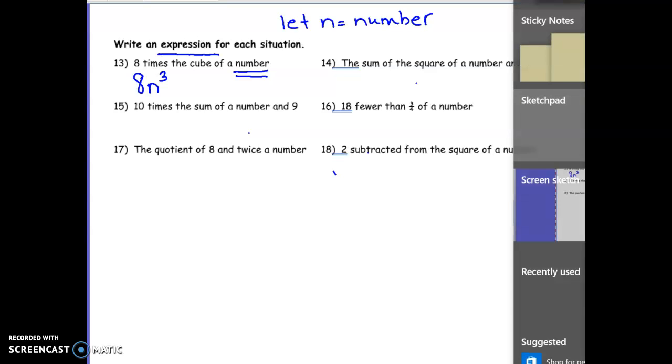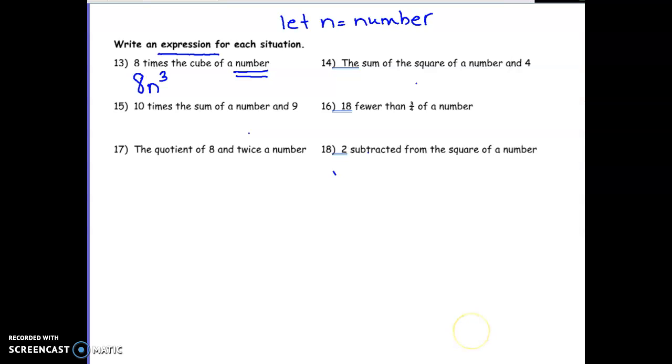Now, number 14 says the sum of the square of a number and 4. So the word sum is addition. The square of a number. Well, we don't know what my number is. The number would be our variable n, and then 4. So square means to the second power, and 4. So we would actually add 4. So it's just going to be n squared plus 4. The sum of the square of a number and 4.